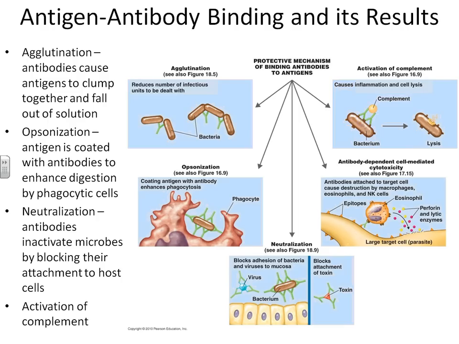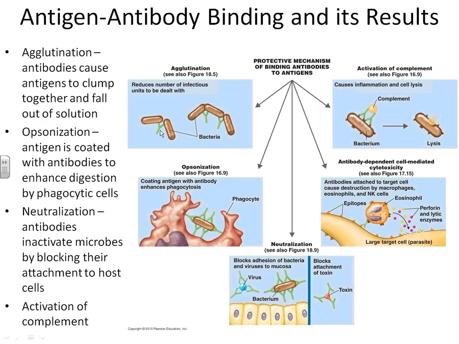Why are we making these antibodies? What do they actually do? The antibodies themselves are capable of 4 different activities. Antibodies can cause agglutination, opsonization, neutralization, or activation of complement.